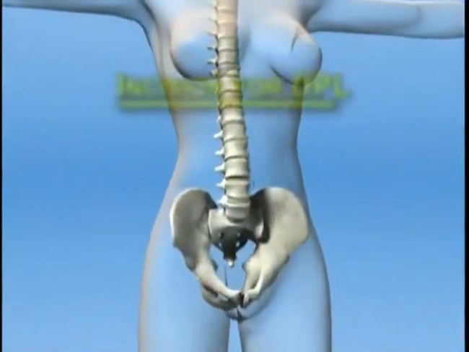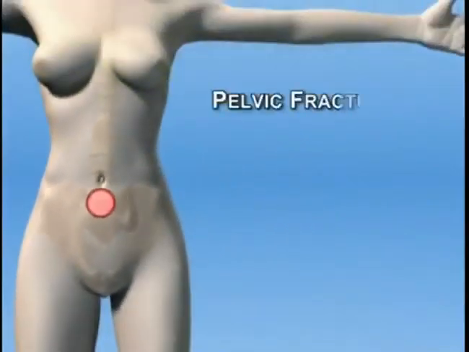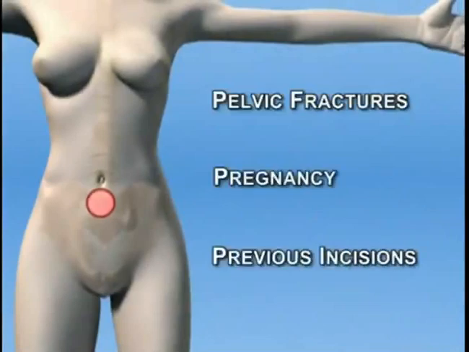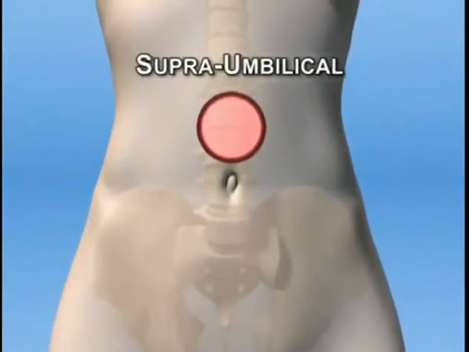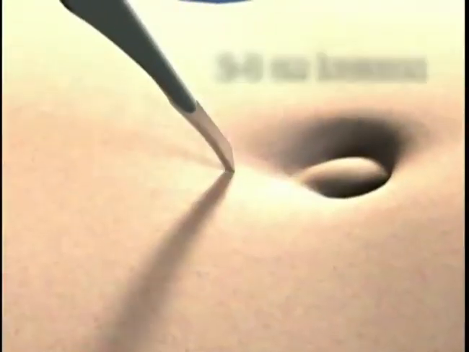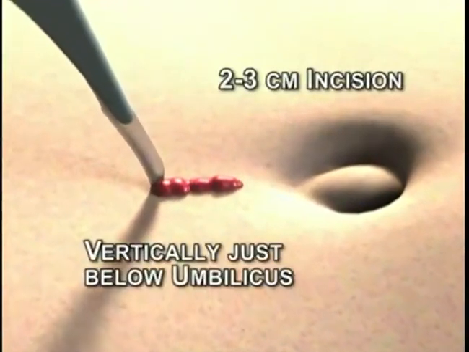The incision for a DPL is usually placed infra-umbilically. In the case of pelvic fractures, pregnancy, or previous lower midline incisions, a supra-umbilical incision may be used. A small 2 to 3 centimeter incision is made through the skin vertically, just below the umbilicus.